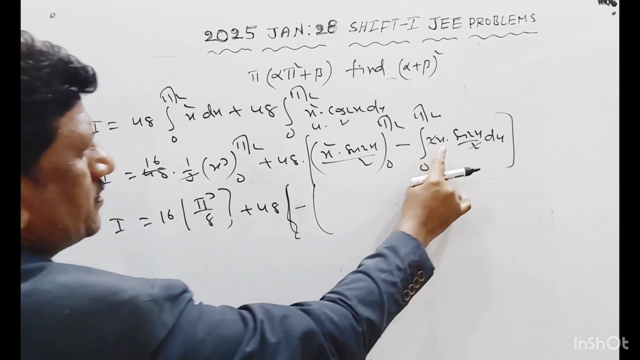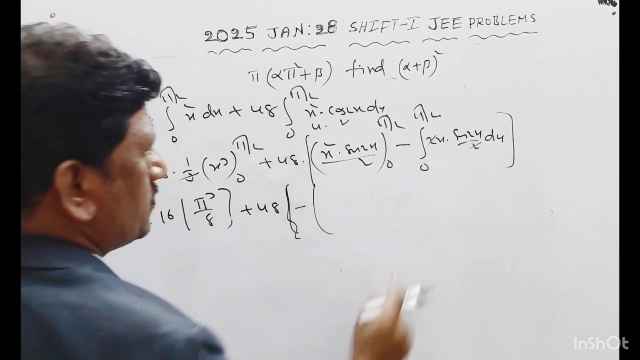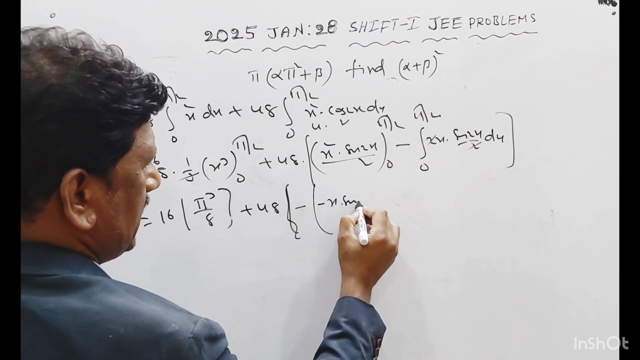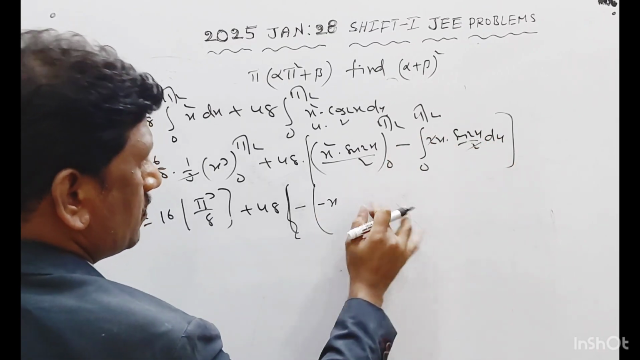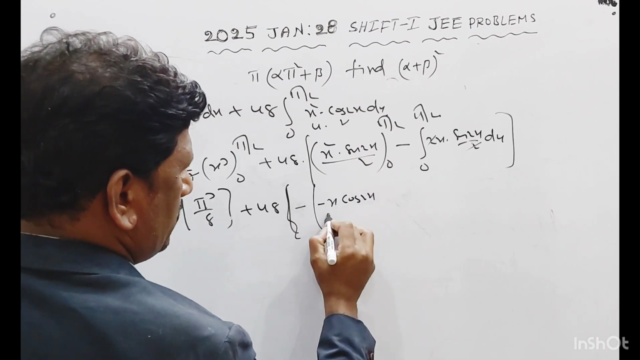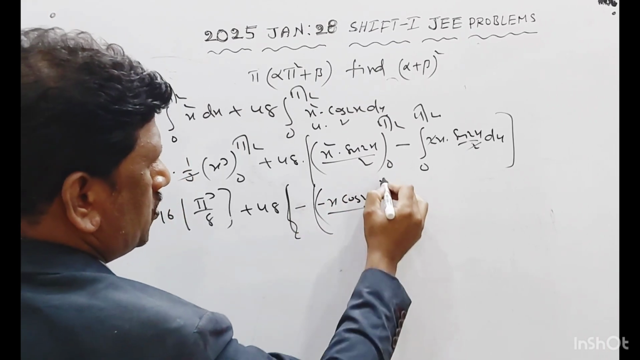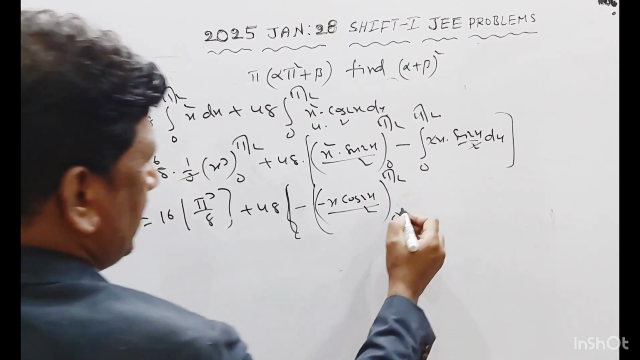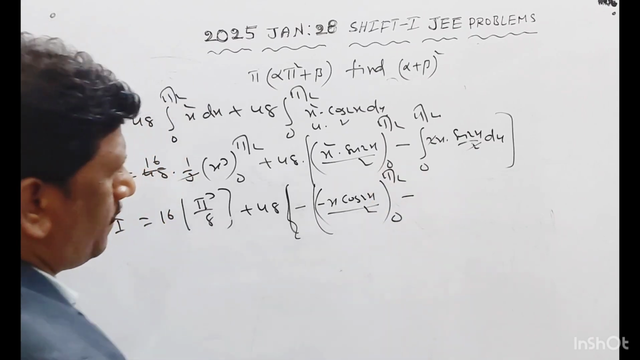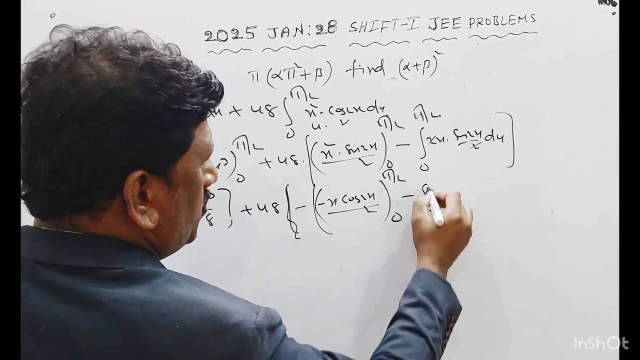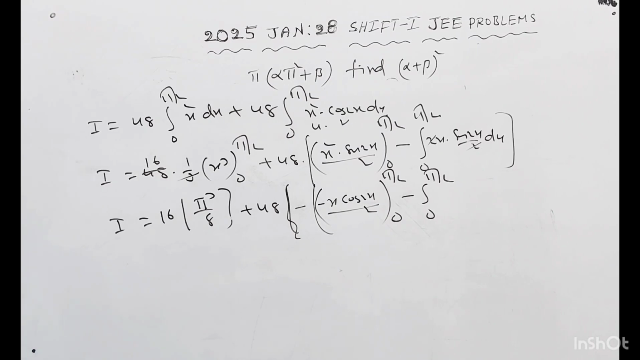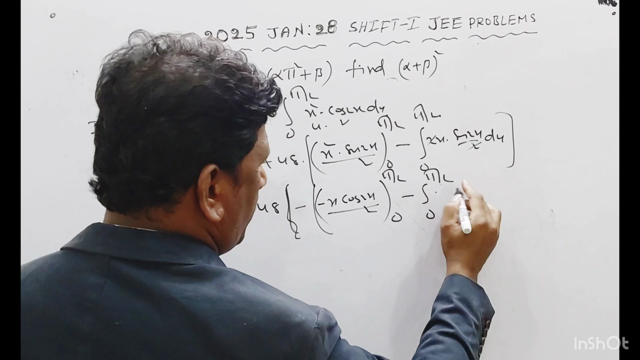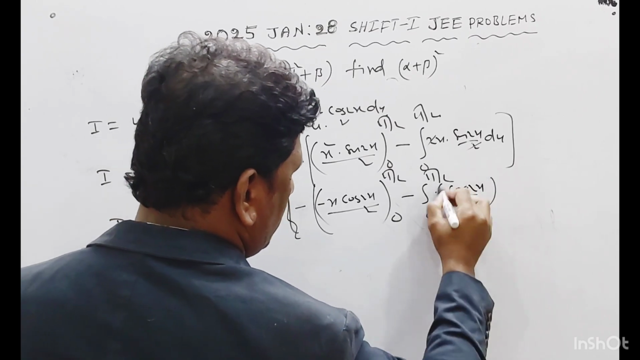again this integration by parts. Again this is integration by parts. So x into integration of sine 2x, which is minus cos 2x by 2, with limits 0 to pi by 2. After that minus, then integration of 0 to pi by 2, now derivative of x is 1 into cos 2x by 2 dx.